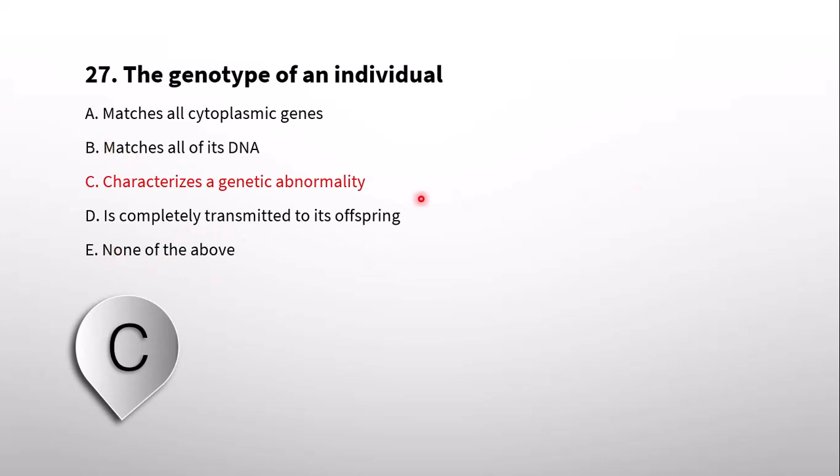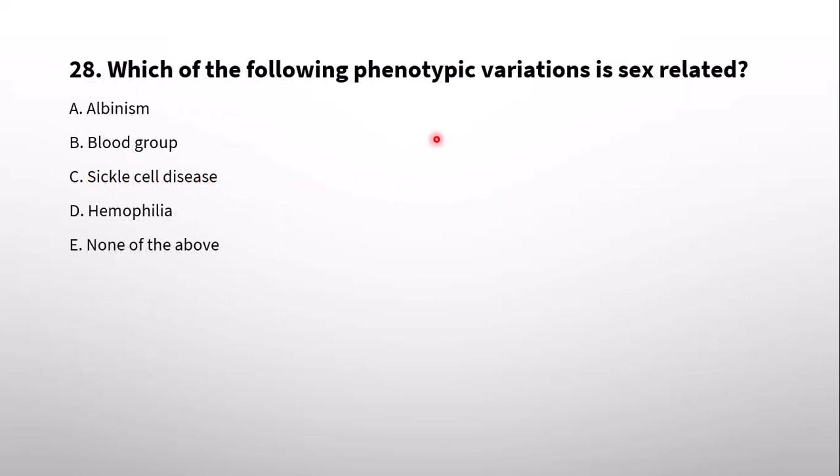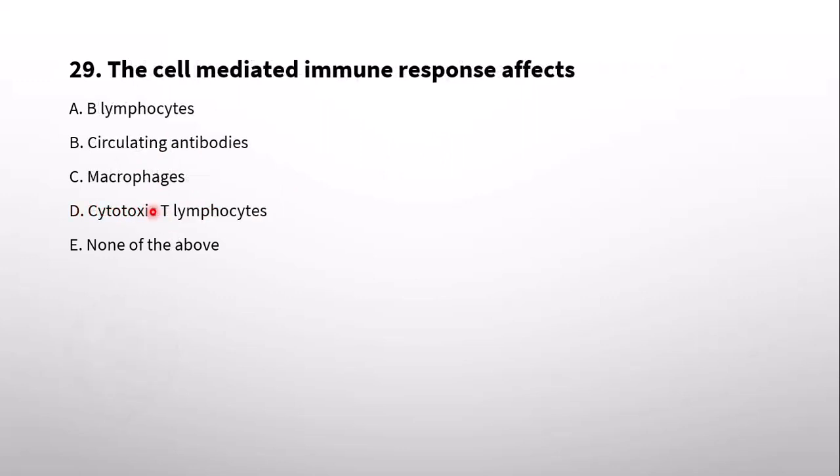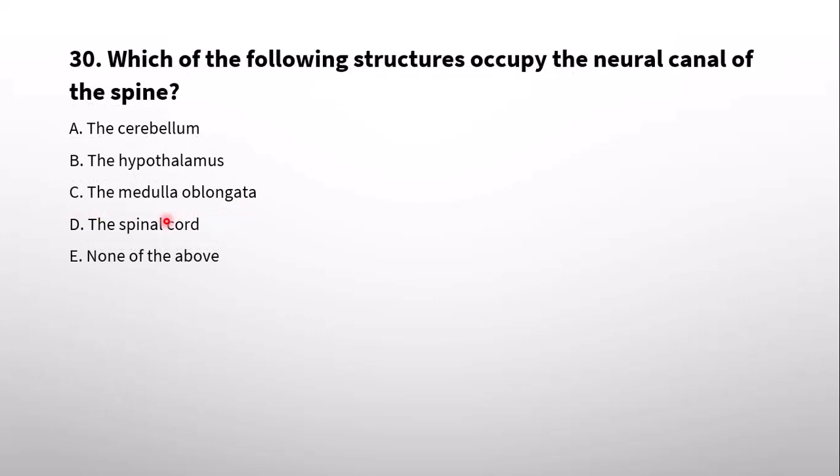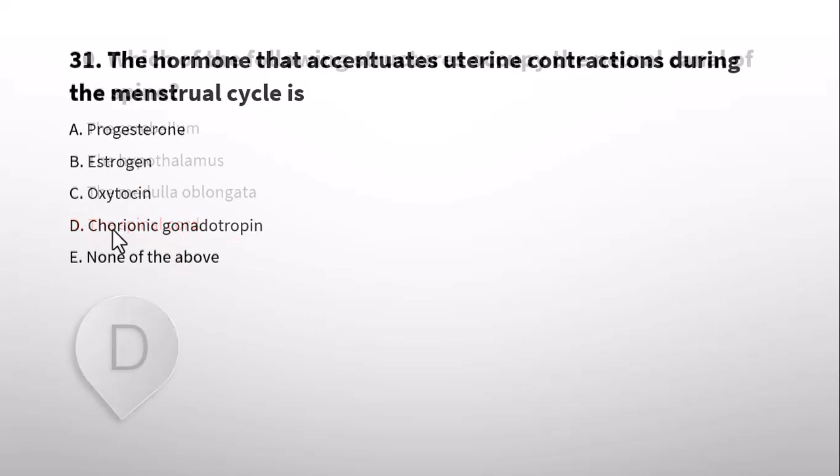Okay, C. Which of the following phenotypic variations is sex related? Hemophilia. Yeah, hemophilia. D. 29. The cell-mediated immune response affects cytotoxic T lymphocytes. Answer D. Anyways, we answer based on the options we have. D. Which of the following structures occupy the neural canal of the spine? The spinal cord. We have two structures which occupy the brain and the spinal cord, and in the spine, we have the spinal cord which occupies the canal.